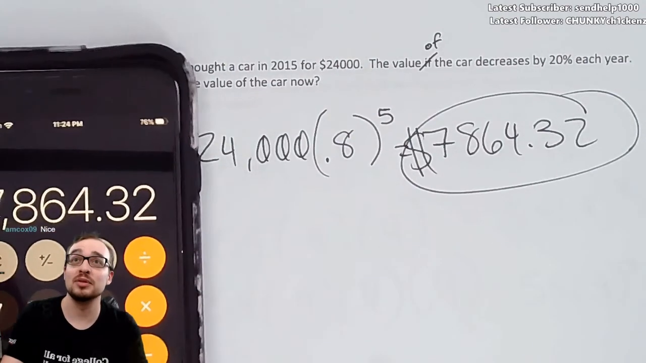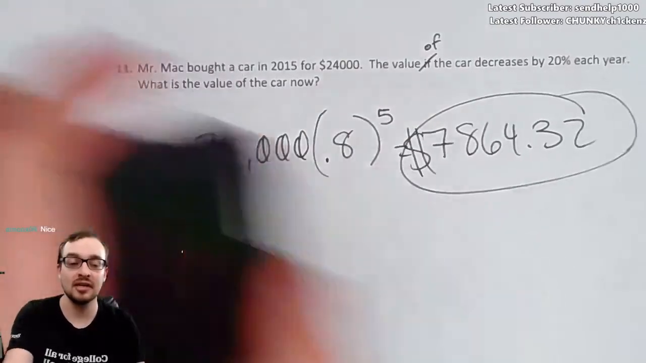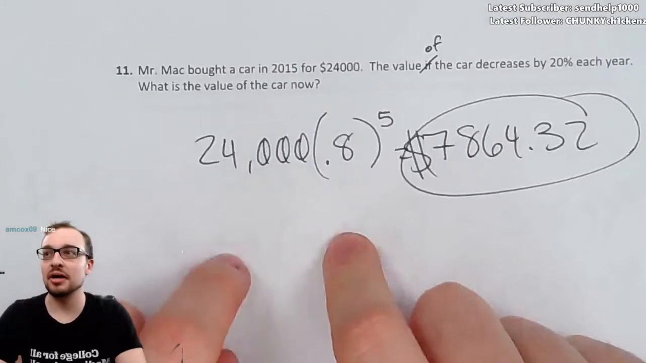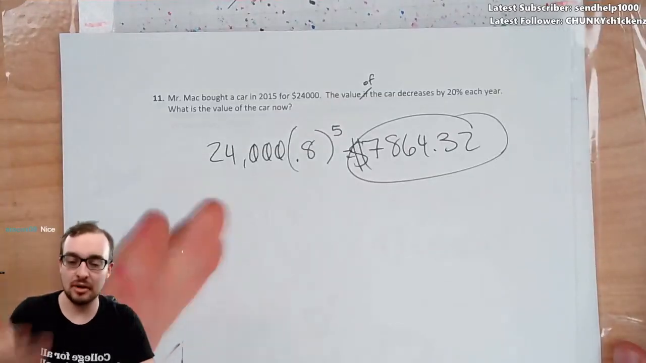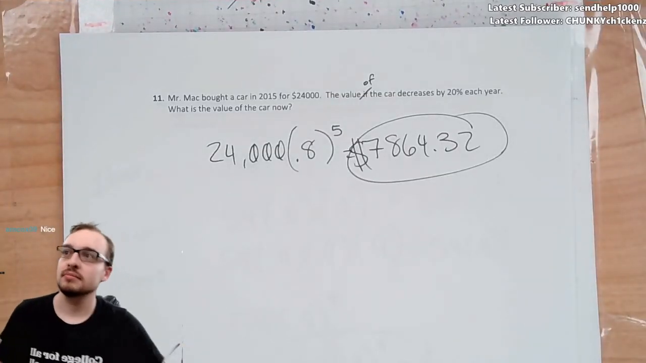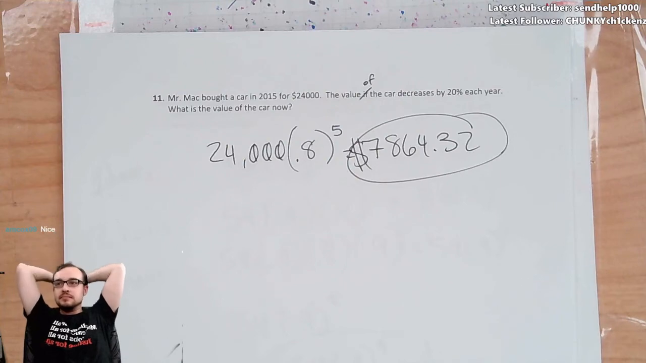That sucks, man. 20% depreciation. That's pretty generous, too. But here's the thing. Is this a realistic model? Let's think about that. Is that a realistic model? Why or why not?